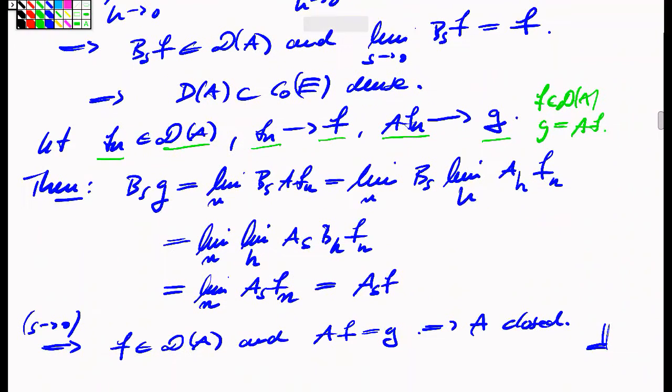Okay. For that purpose, we consider the B_s operator applied to this limit g. B_s is a continuous operator, so therefore, knowing the fact that g is the limit of the A f_n, we can replace this g function by the limit of the A f_n, but due to the continuity of the B_s operator, that limit can be taken in front of the B_s operator.